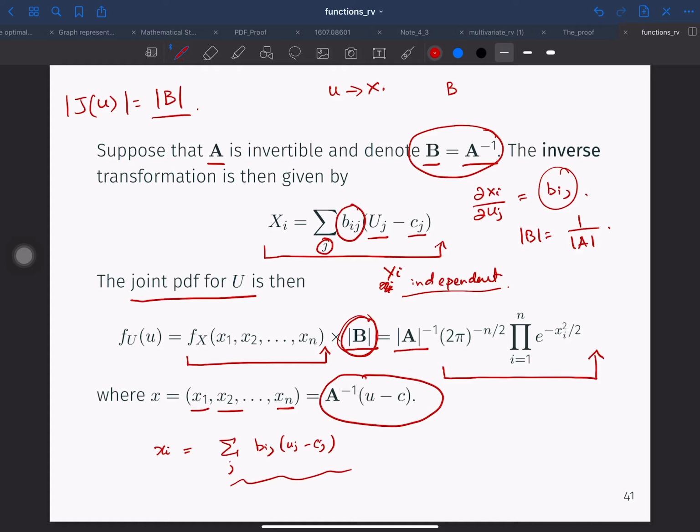In this case, the reason why this works quite often is just because, like we said, the determinant of the Jacobian is simple to calculate. And that's just because the transformation A is a linear transformation. So this may seem a bit abstract.